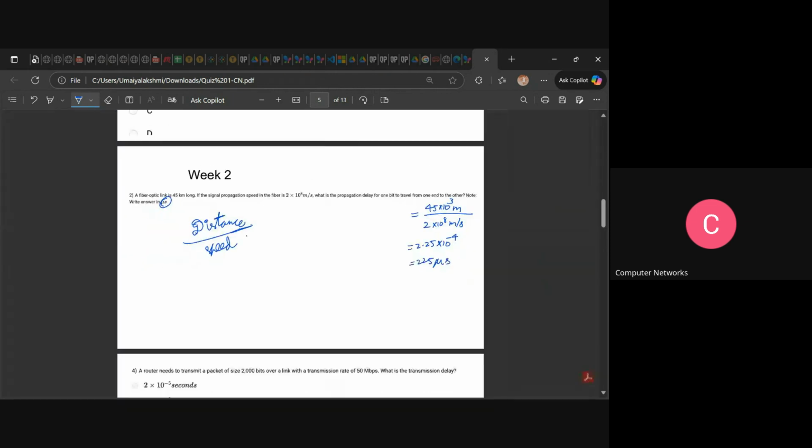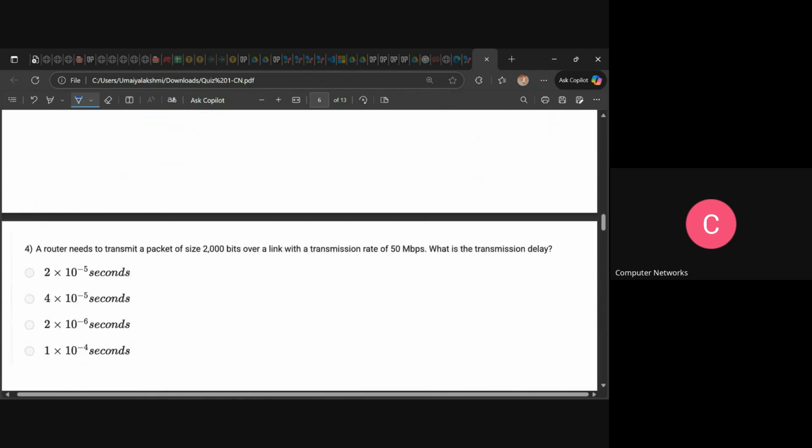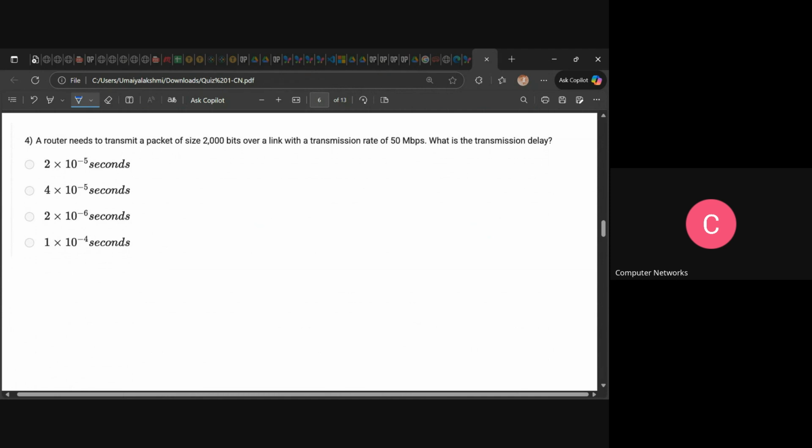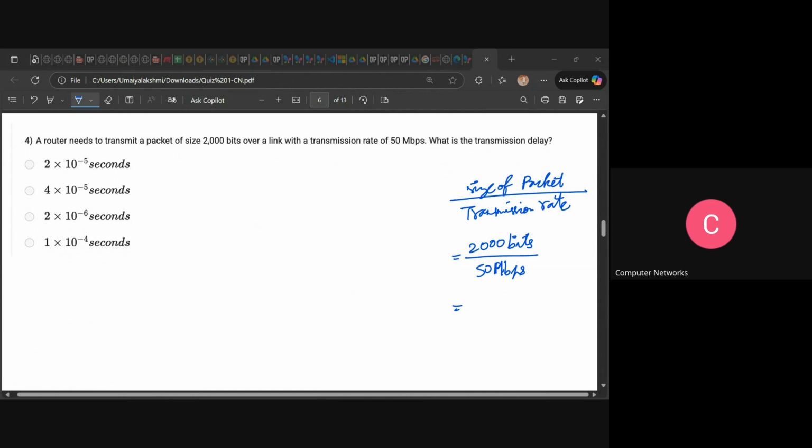Okay, shall we go ahead with the next question then? A router needs to transmit a packet of size 2000 bits over a link with a transmission rate of 50 Mbps. What is the transmission delay? How do we calculate the transmission delay? Size of the packet divided by the transmission rate. So 2000 bits, and here we have 50 megabits per second.